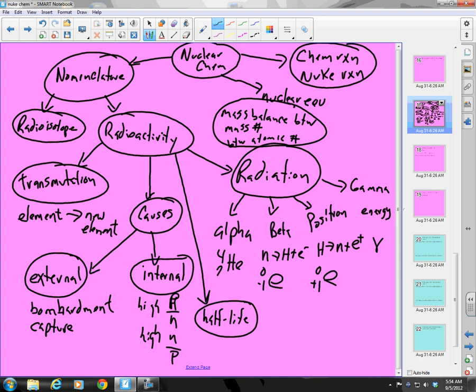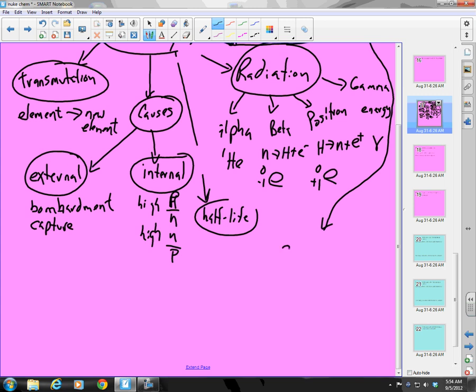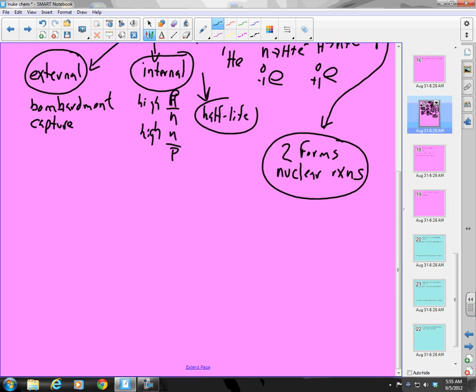And we want to talk about two specific forms of nuclear reactions, or two types. And that's where we're going now. We want to talk about two types. One of them is called fission, and one is called fusion.